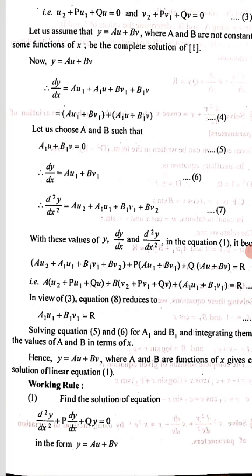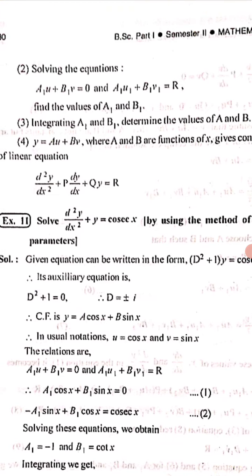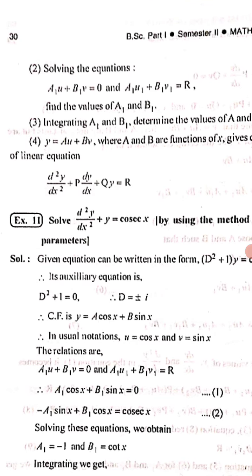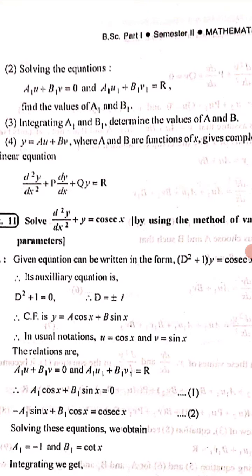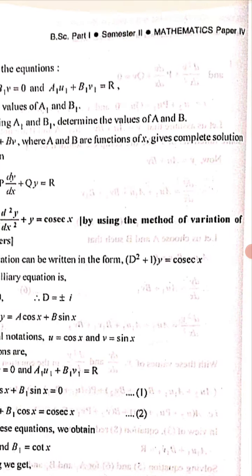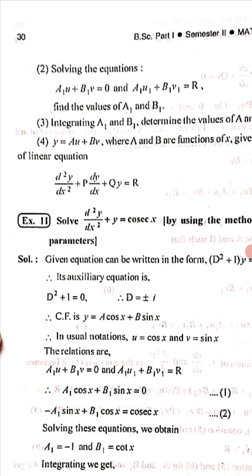Now see here working rule. First, find the solution of equation d2y by dx square plus p dy by dx plus qy is equal to 0 in the form y is equal to au plus bv. Second, solving the equations a1u plus b1v is equal to 0, a1u1 plus b1v1 is equal to r, find the values of a1 and b1. Third, integrating a1 and b1, determine the values of a and b. Fourth, y is equal to au plus bv, where a and b are functions of x, gives complete solution of linear equation d2y by dx square plus p dy by dx plus qy is equal to r.